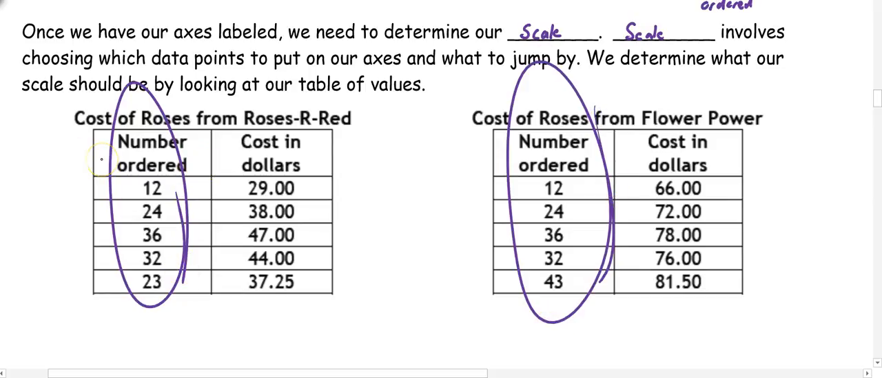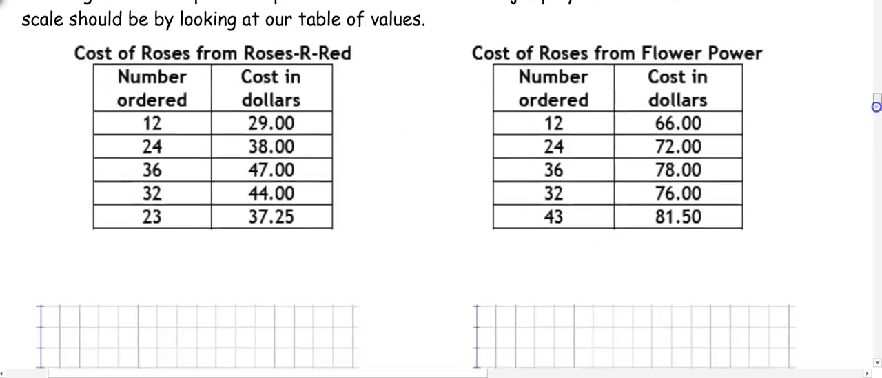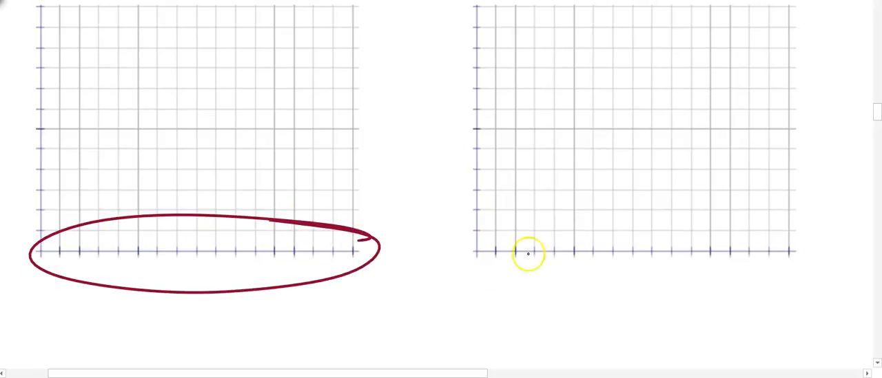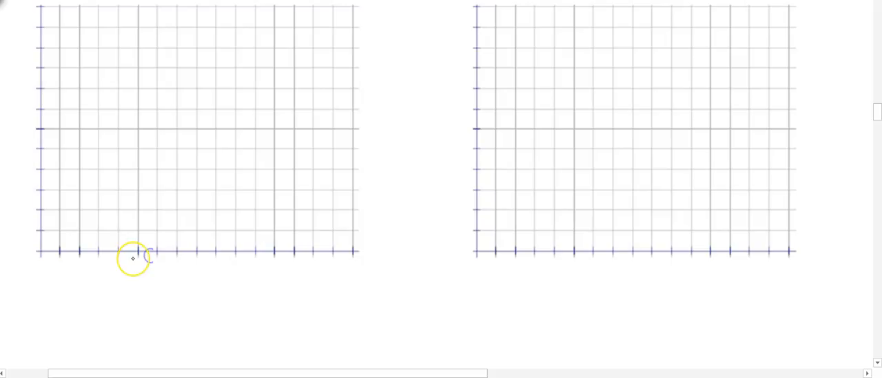So look at both tables, and they're going up by 12s for a little bit, and then we start mixing some numbers in. So a good number to go up by, though, would be 12s or 8s or 4s, because most of them are multiples of those numbers. So since we have a lot of space down here on our x-axis, I'm going to choose to go by 4s because those numbers were divisible by 4.